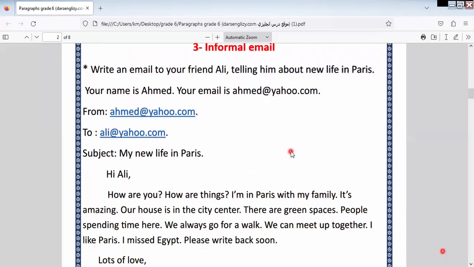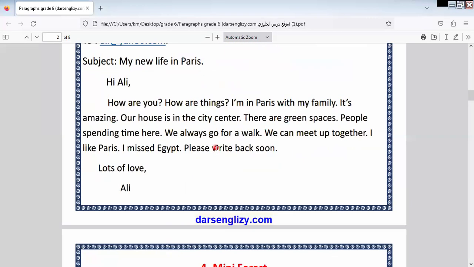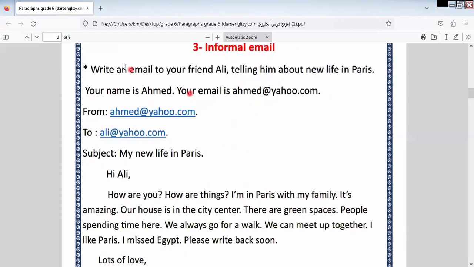Here we have another kind of topic, which is an informal email, like this one. This is an example of an informal email. Let's know how to write it. Write an email to your friend Ali. In the exam, I would like you to pay attention, grade six: you can't write your own email in the exam. We give you your email and your friend's email, okay? Both will be in the topic of the email.